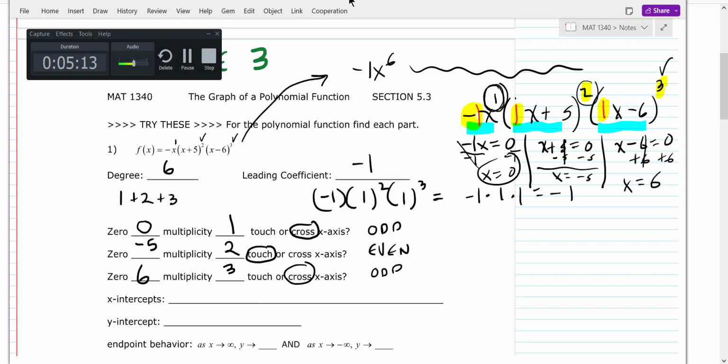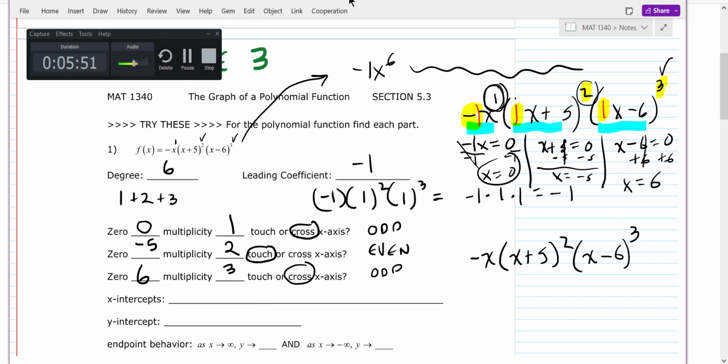Okay? So let me just show you what I've done so far and talk about how you can mostly do this stuff in your head, because we're looking at things that are in a factored form. So basically, you just figure out what makes that 0. -5, and its multiplicity is 2. Since it's even, that means you're going to touch the x-axis. You'll see what I mean by that in a minute. The 0 here is 6. Multiplicity is 3. Since that's odd, that means you cross the x-axis. So you can do all that in your head, just boom, boom, like that.